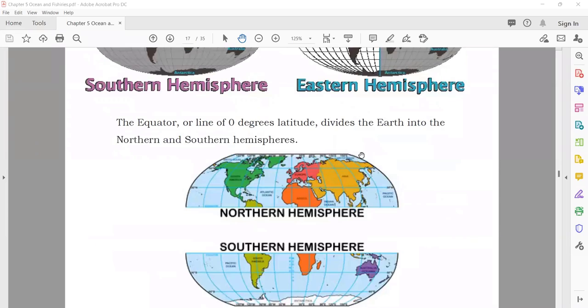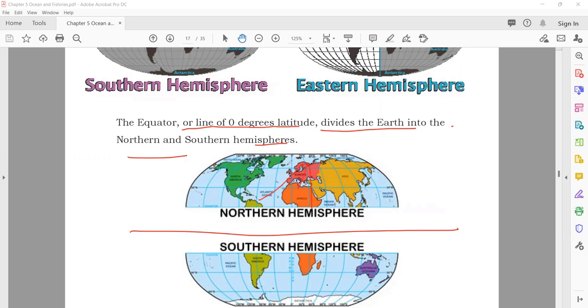Now, again, the equator, or line of 0 degree latitude, divides the earth into the northern hemisphere and the southern hemisphere. If you draw the equator, you will find the upper part is the northern hemisphere and the lower part is the southern hemisphere. And if you divide it in this way, you can say here eastern, and the other one western.